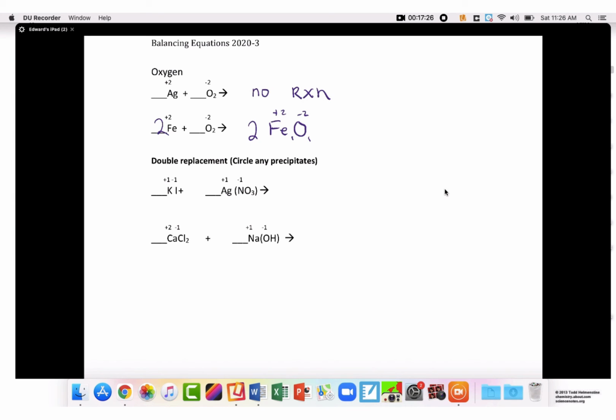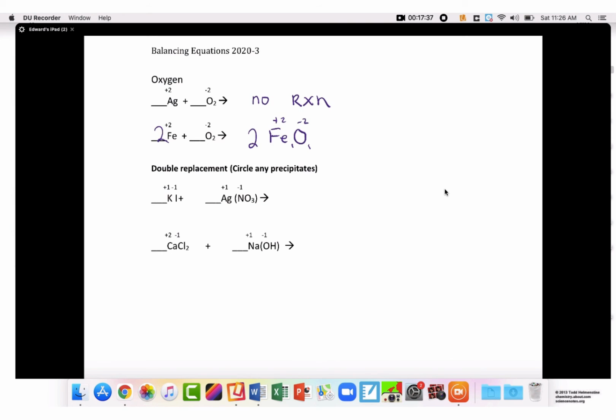In the last section, we're going to use this time our precipitation chart, our solubility chart when we're done. Well, let's balance the equations first. These are double replacement, so we have to switch the partners. So K goes with the NO3, right? The positive goes with the other negative. They're just switching partners. The Ag goes with the I.